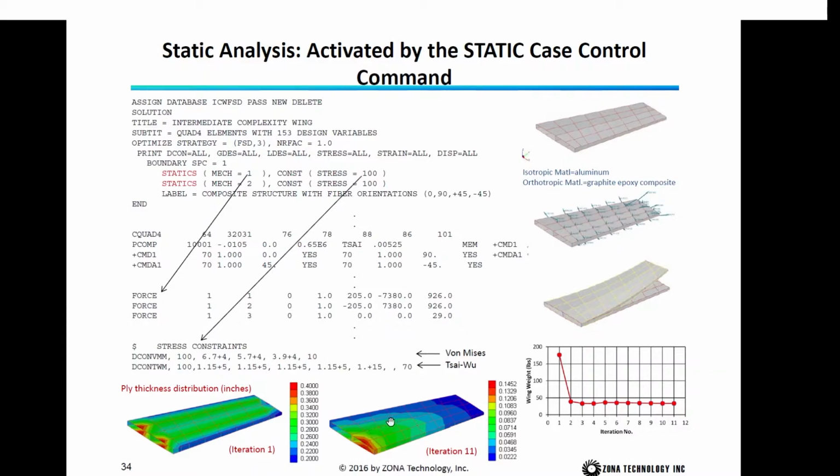So this is the structure before optimization. This is the optimized structure. ASTROS takes 11 iterations to achieve the optimized structure, while satisfying all the stress constraints under these static loads. So you can see you can reduce the weight from the initial weight to achieve a minimum weight solution.